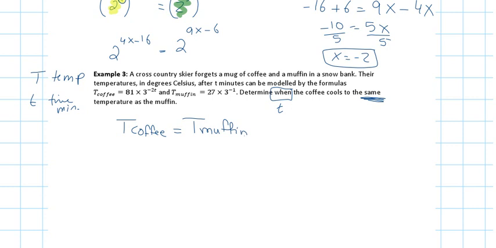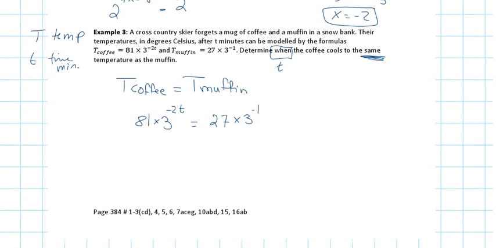Now what's the equation for the temperature of the coffee? 81 times 3 to the power of negative 2t. And the T muffin is 27 times 3 to the power of negative t. I want to hear your thoughts on this. How would you solve this? Make the bases equal. Yes. What would be my base? 3. So change 81 to 3 to the power of 4. I can do that because 3 to the power of 4 gives me 81.